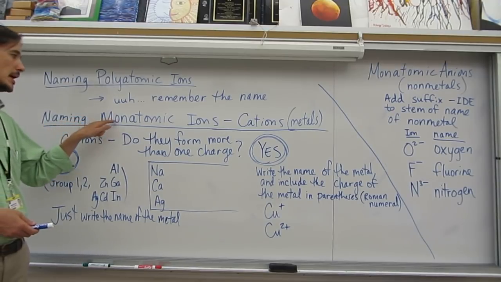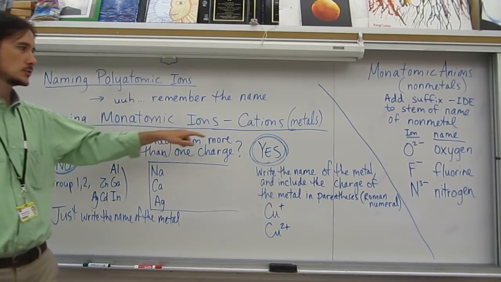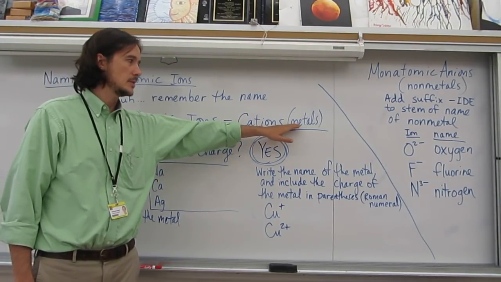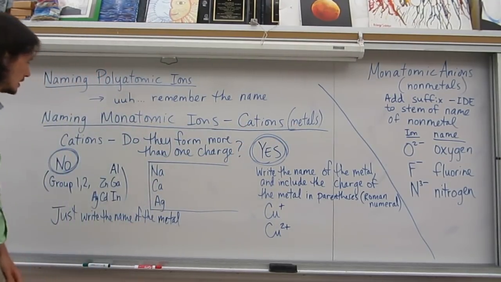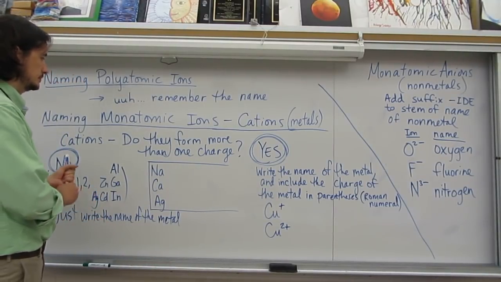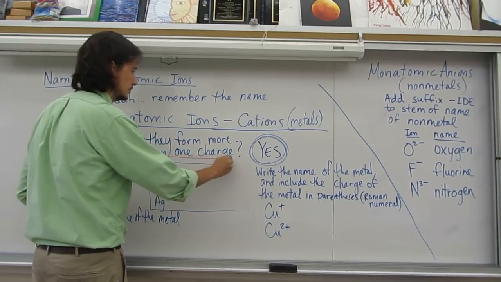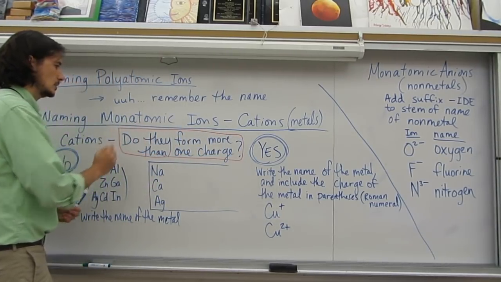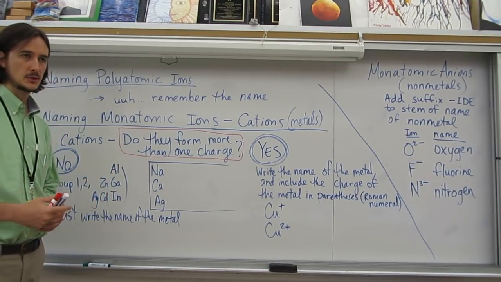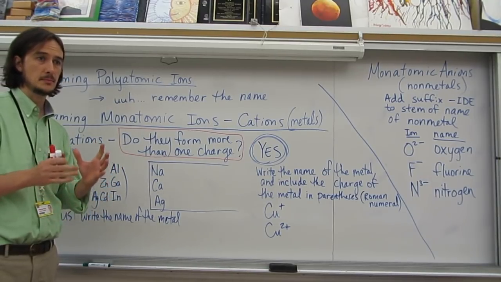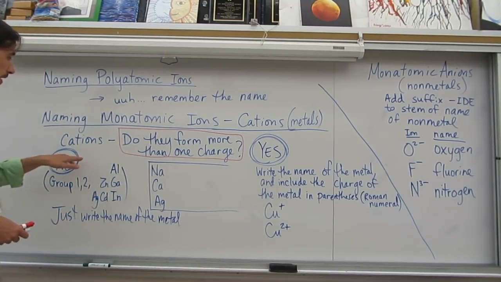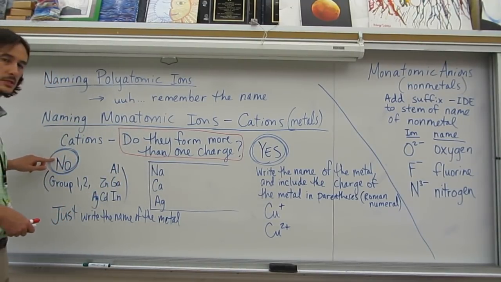For naming monatomic ions, first we're going to look at cations, and the cations are usually going to be metals. So ask yourself this question. Do they form more than one charge? I recommend writing that down. That's a question you need to answer if you're going to name all the compounds correctly. So if the answer is no, your job is a lot easier.